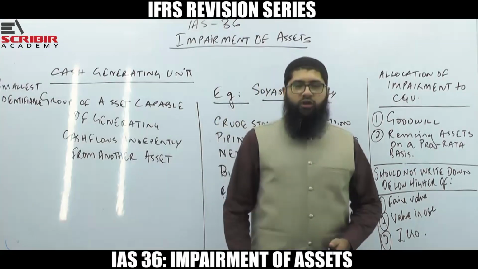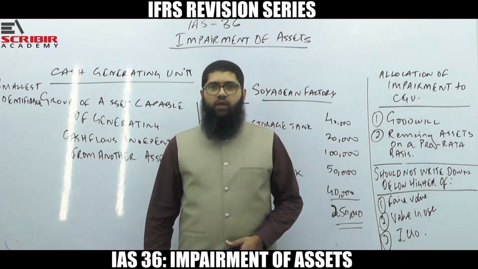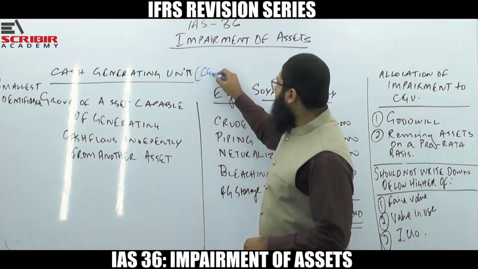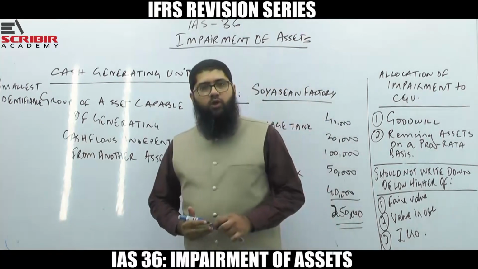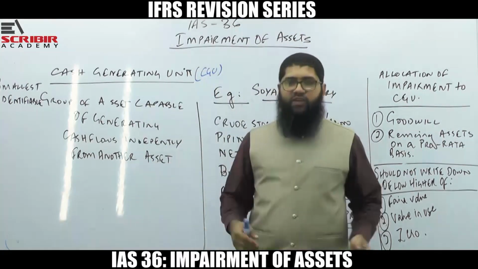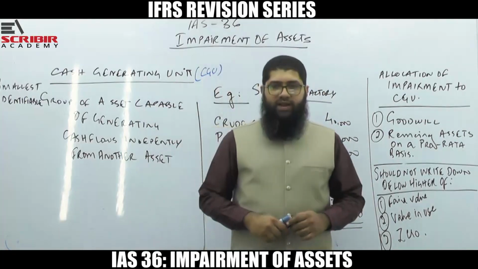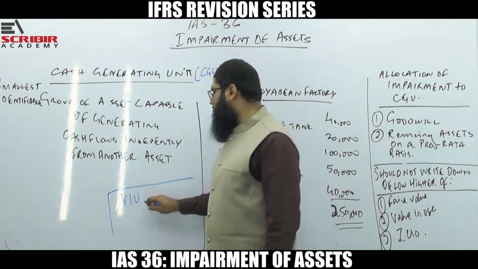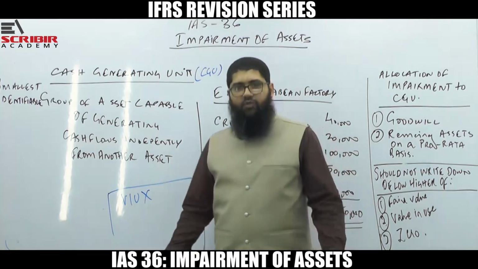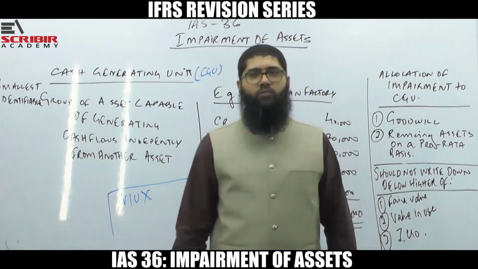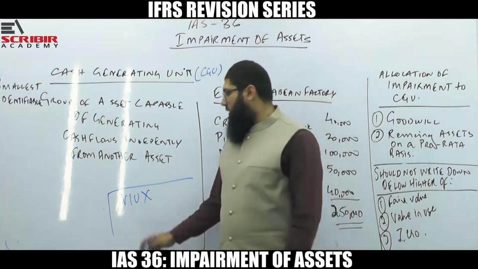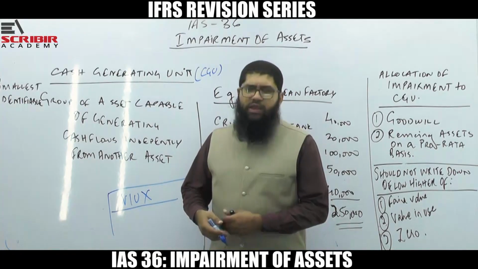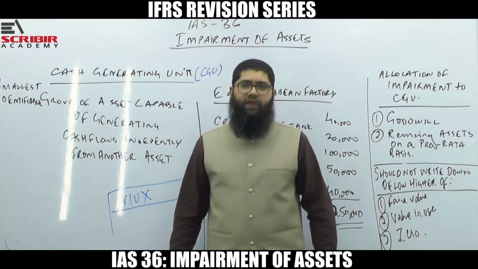Okay, there is another concept in IAS 36 which is called the cash generating unit. The cash generating unit is also termed as CGU. What is this cash generating unit, or what is this CGU? Let me explain to you. At times an asset's value in use cannot be calculated. What is the reason for not being able to calculate the asset's value in use? The reason is because it does not generate cash flows independently from other assets.